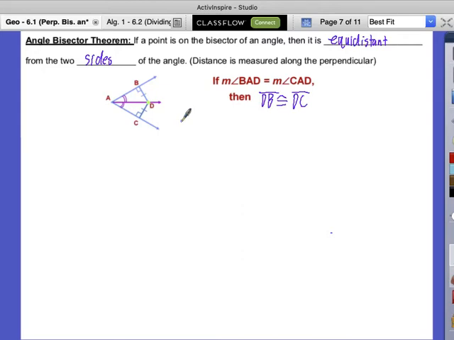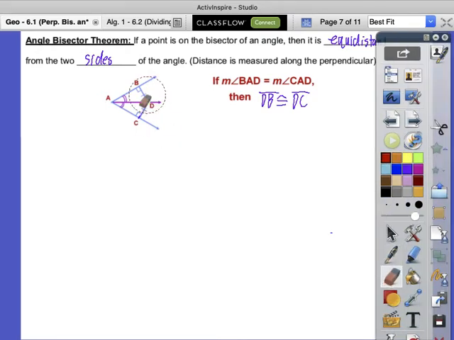As we said, it's equidistant. Well, someone might want to say, so you're saying this and this are the same distance? Those don't look the same because they're not. Okay, they're not the same. But we measure along the perpendicular because that's the shortest distance.